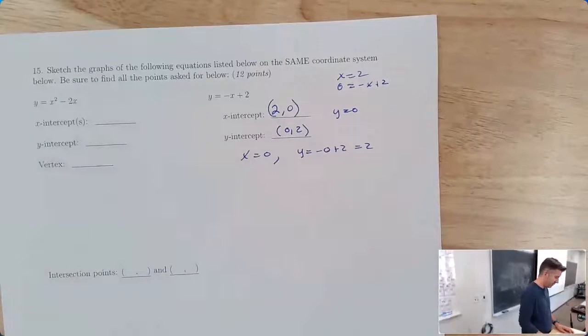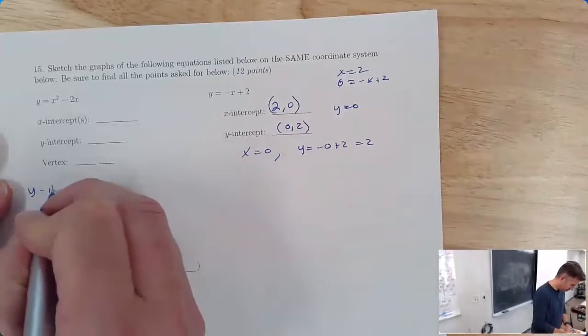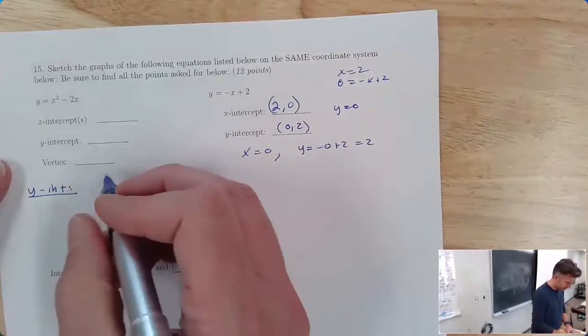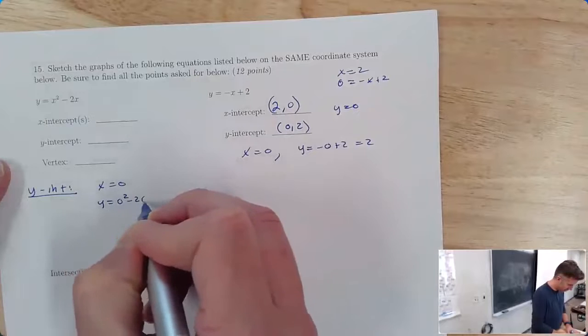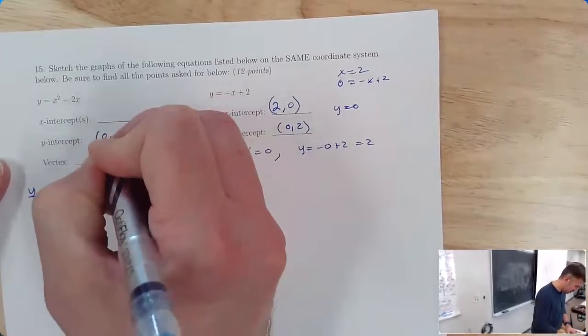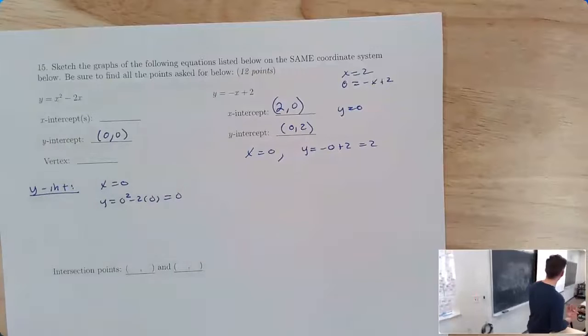Let's do the same thing for the parabola over here. So let's find the y-intercept first, because that's more typical. For the y-intercept, you're going to set x equal to 0. You're going to get y equal to 0 squared minus 2 times 0, which is 0. So 0, 0 is my y-intercept. I also know it's going to be one of my x-intercepts. Right? If the origin is an intercept, it's a y and an x-intercept.